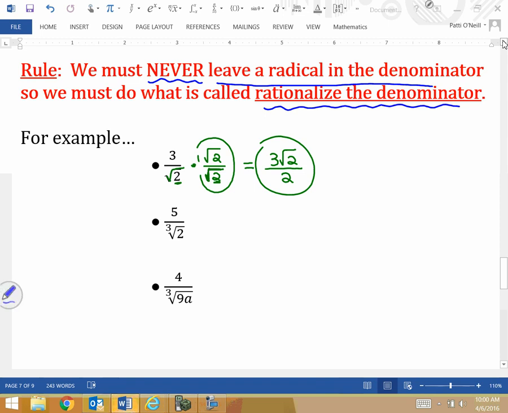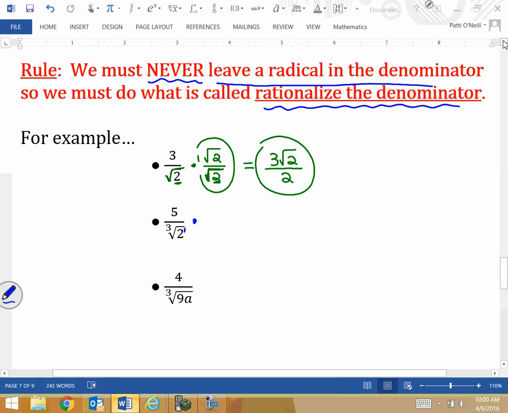So the next one I have is 5 over the cube root of 2. Now we have to figure out what to multiply this by. To undo a cube root, we have to multiply something by itself 3 times. We have to cube it basically. I have right now a power of 2 to the first power underneath that radical.